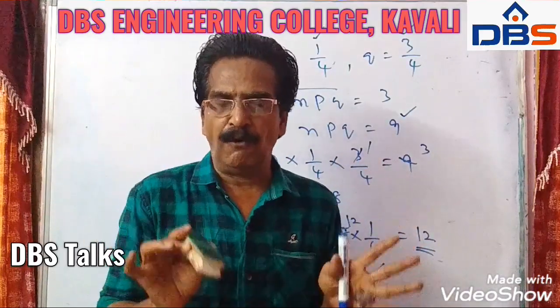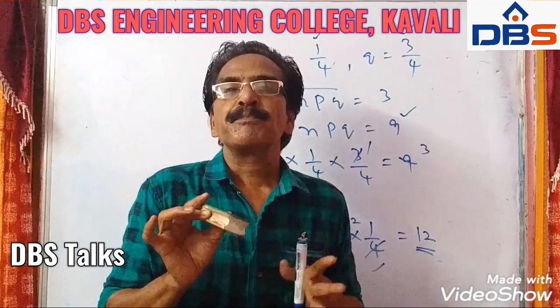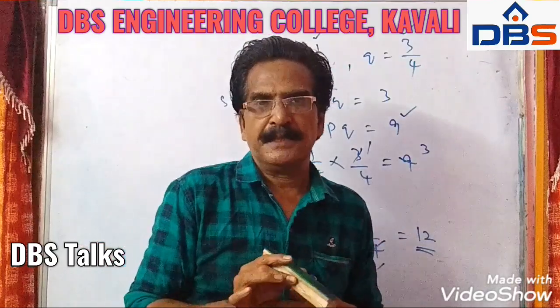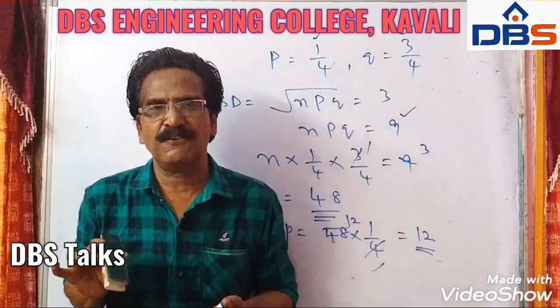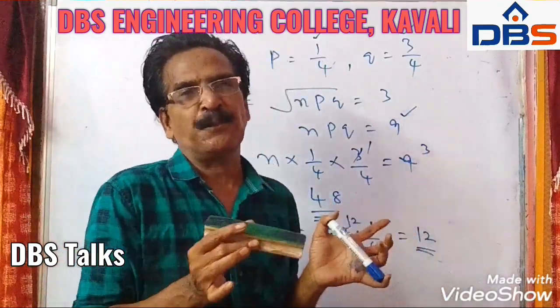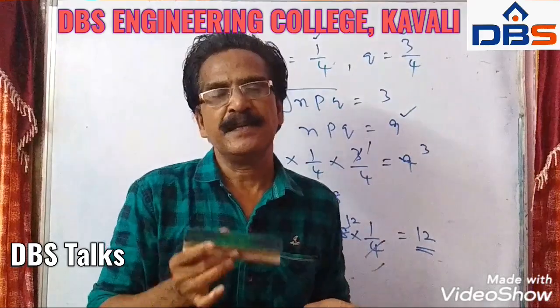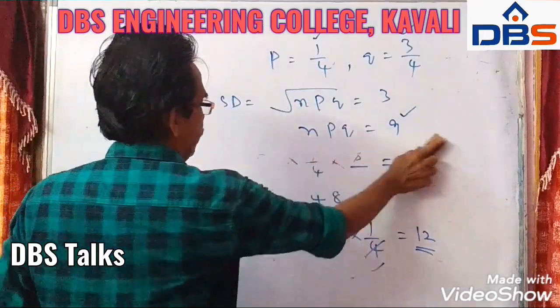And what is to be calculated? Mean is to be computed. You know the formula for mean. What is the formula for mean? NP. You know N, you know P. By doing N into P, you can find mean. Okay friends, let us see the next problem.